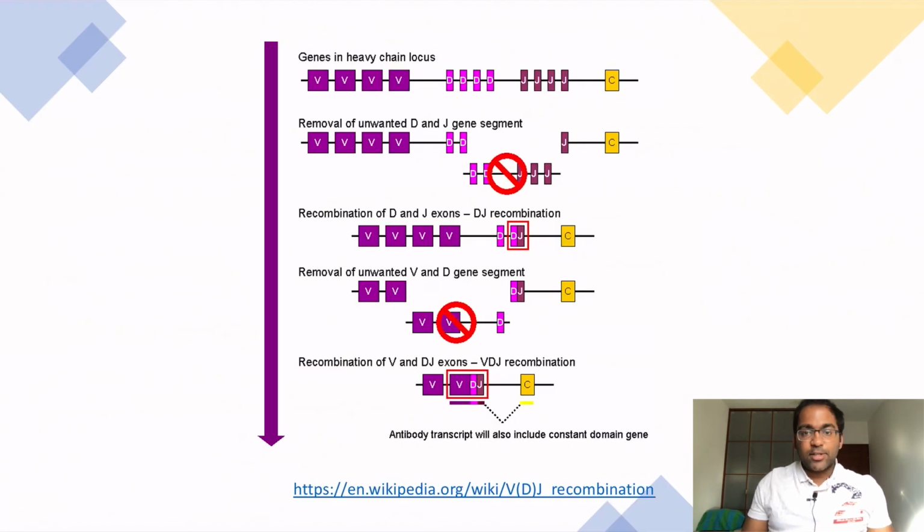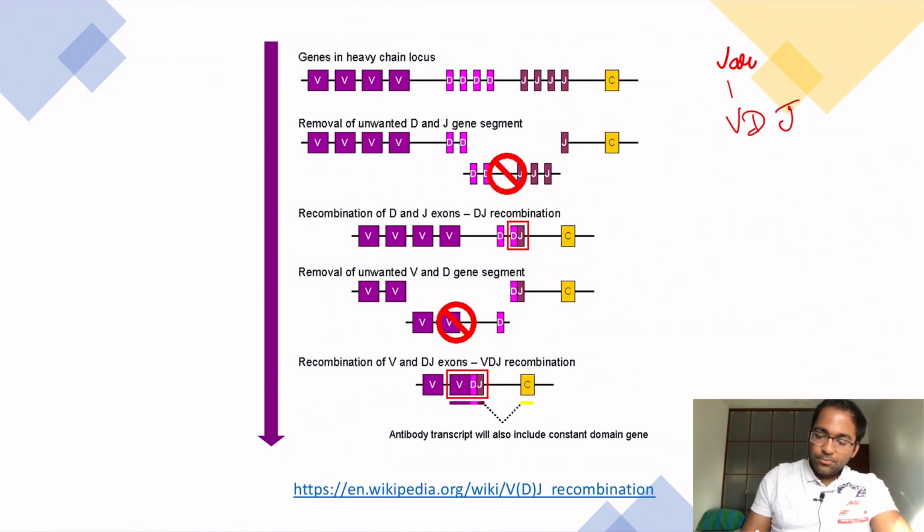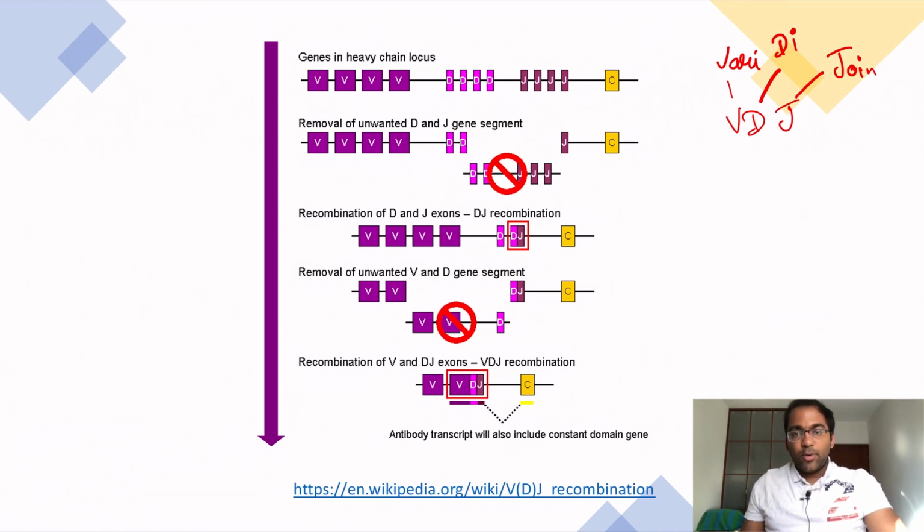Now this is a picture that explains the VDJ recombination. VDJ: V stands for variable region, D stands for diversity region, and J stands for joining region. Now let's talk about why we require VDJ recombination and what its significance is. VDJ recombination is basically a game of genes where we shuffle some genes, play with the genes, and that leads to production of different types of receptors. They could be T cell receptors, they could be different types of antibodies.